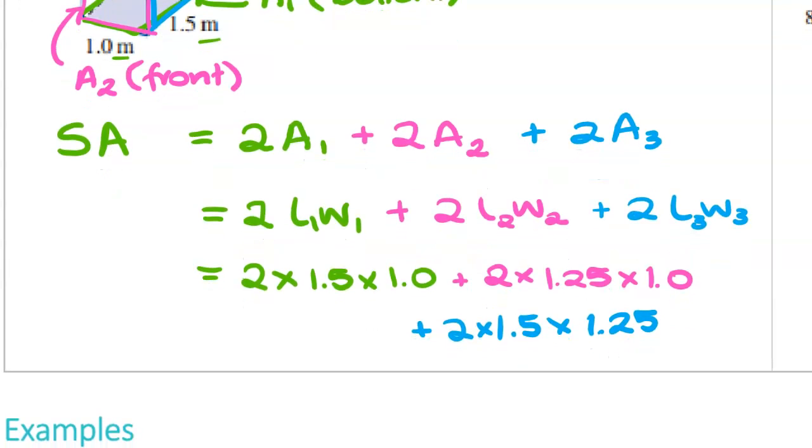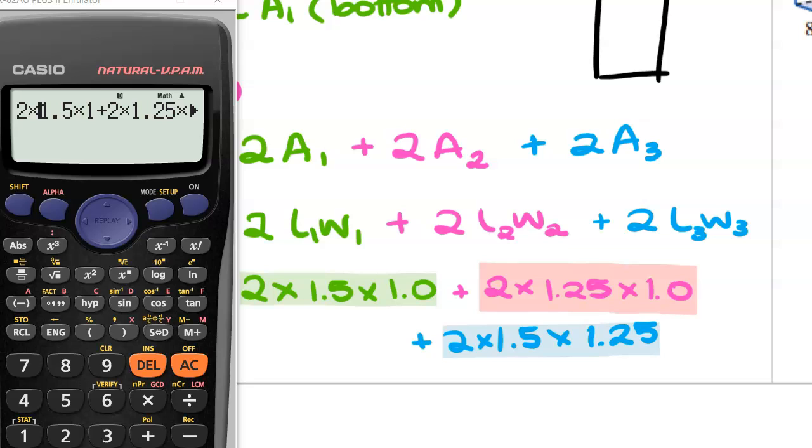Okay, so let's get our calculator out. I've highlighted what, if you were doing this by hand, you'd need to do first. You'd need to do the multiplications. I have to be very careful that I've typed this into my calculator correctly because I nearly didn't before. I missed out on this 1 here. So 2 times 1.5 times 1. You don't really need that times 1 in there because we know anything times 1 is itself. 2 times 1.25 times 1. Again, don't need that times 1. And for the last one, 2 times 1.5 times 1.25. Okay, for that, we get 9.25.